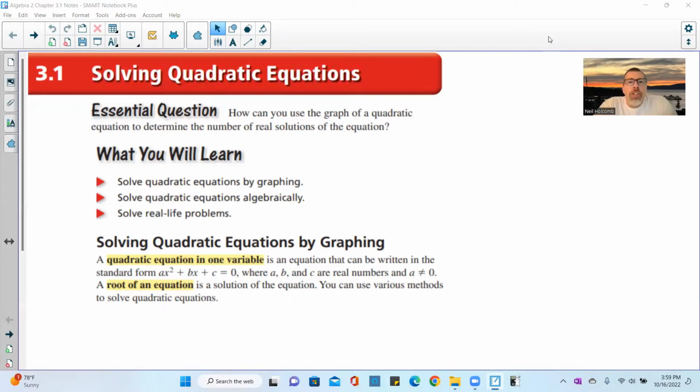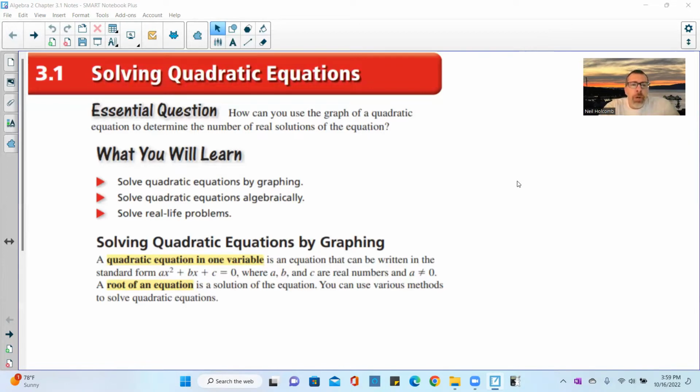So the essential question is, how can you use the graph of a quadratic equation to determine the number of real solutions of the equation? And what you will learn in this chapter is how to solve quadratic equations by graphing, how to solve them algebraically, and how to solve real life problems using quadratics. So solving quadratic equations by graphing.